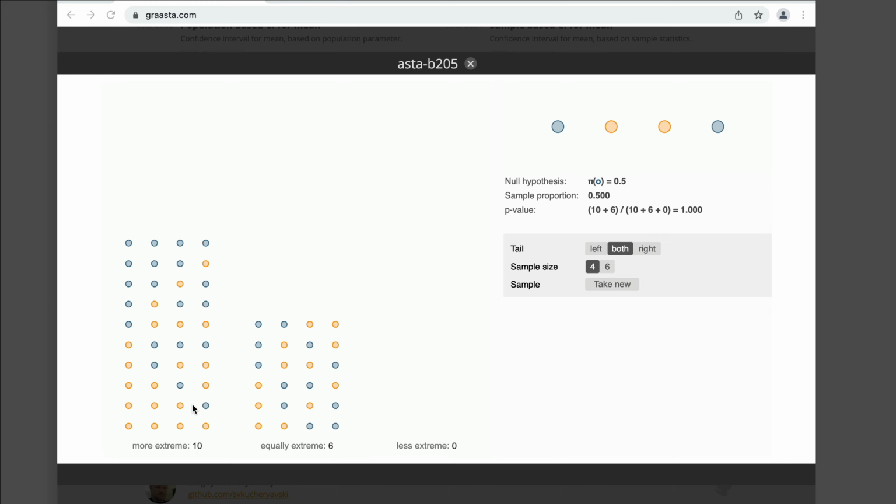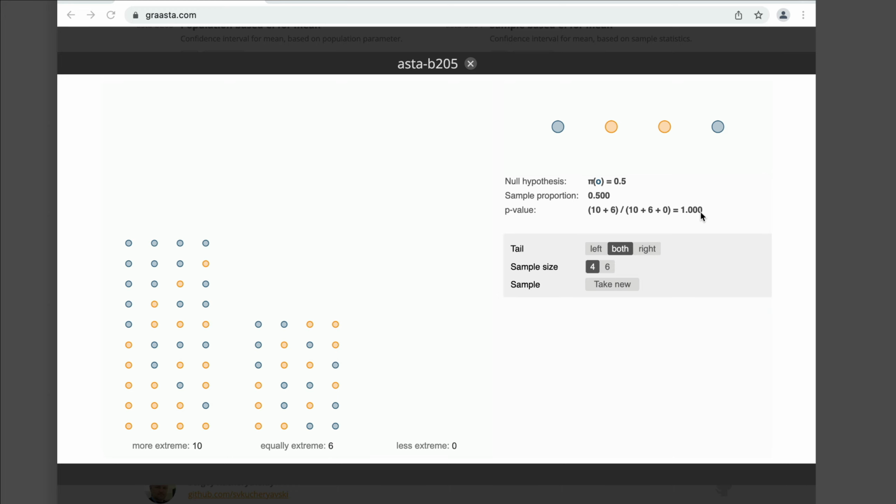Now look, I need to find the chance to get a sample as extreme as mine, and this chance is 6 over 16, because I have 16 outcomes in total if I toss a coin 4 times, right? So these are all outcomes. So as extreme as mine, or even more extreme, assuming the null hypothesis is true. And this is the p-value. So the chance to get a sample as extreme as mine is 6. The chance to get a sample even more extreme is 10. And these are all possible outcomes. So 16 out of 16, it's 1. So the p-value is 1.